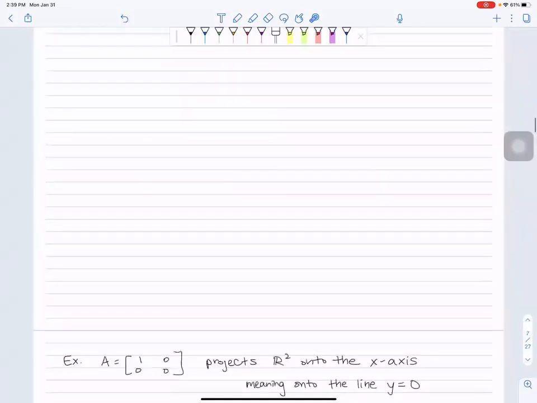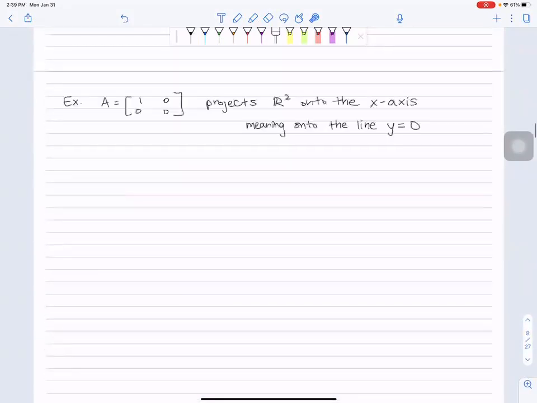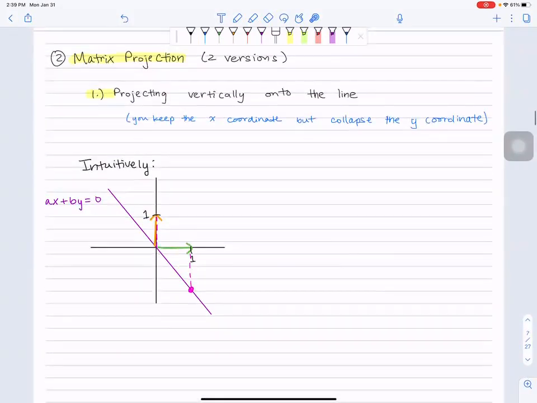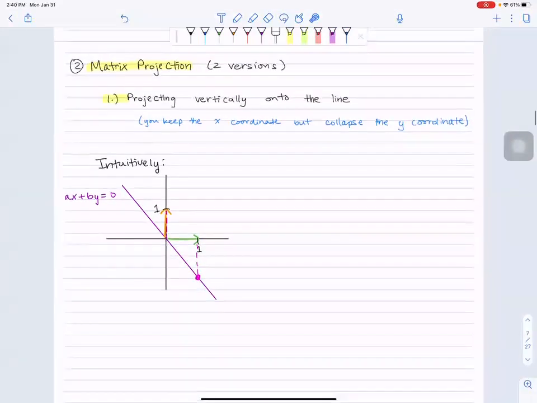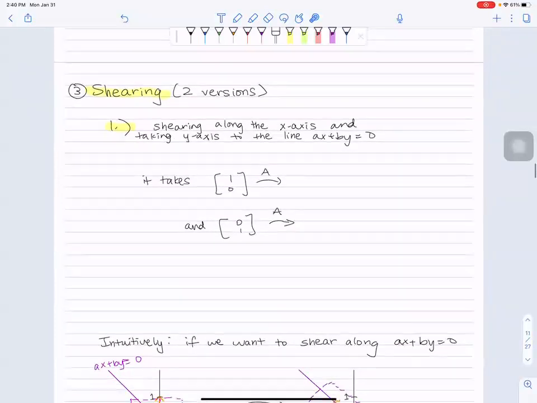Similarly, there's also another thing where you can project vertically onto the line. I won't do this, but it's in my notes and you can check it out. It's the same concept where you want to see the green vector. Projecting vertically means that you're keeping the x value instead and finding whatever new y value it is. And the same with the orange vector, projecting down vertically. Okay, let's move on to shearing then.